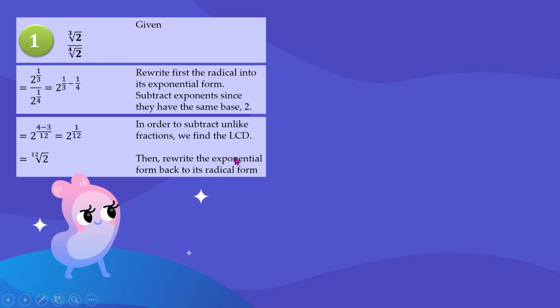Then we need to rewrite the exponential form back to its radical form. So 2 exponent 1 over 12 can be written as index 12 radical symbol then 2. Since the exponent or the numerator is 1, pwede raw dili isulat ang exponent nga 1, no? When the exponent is 1, we need not write it. So pwede raw siya basahon as 12th root of 2. And that is our final answer. Dili na siya usab kay wala may 12th root of 2.